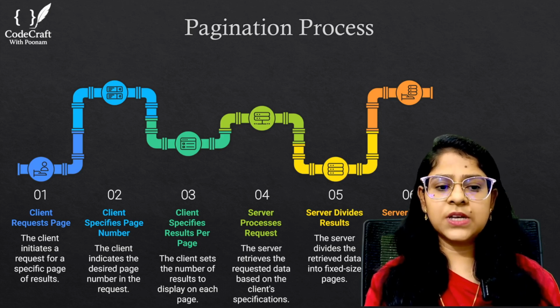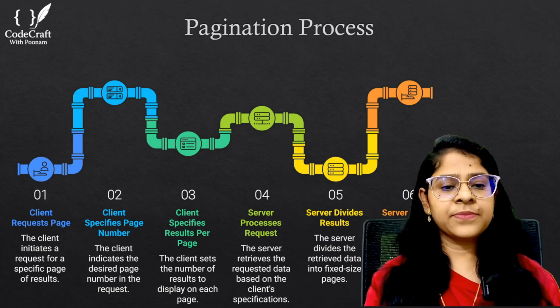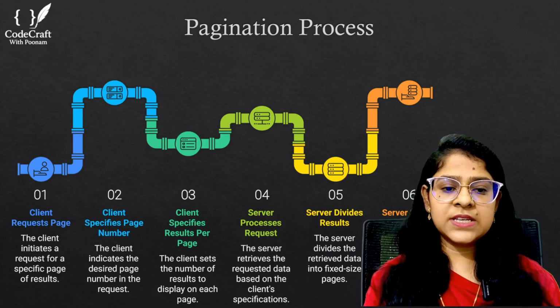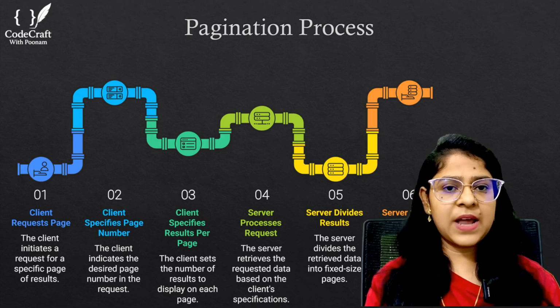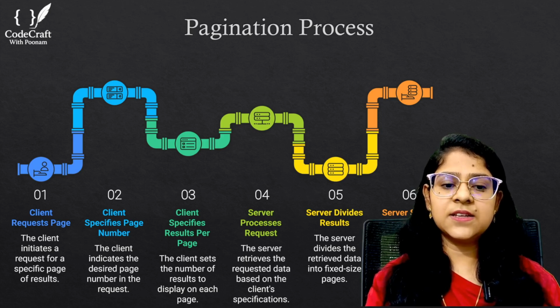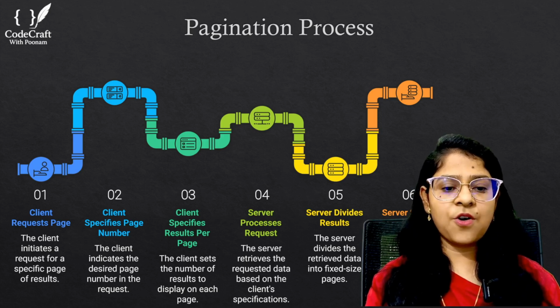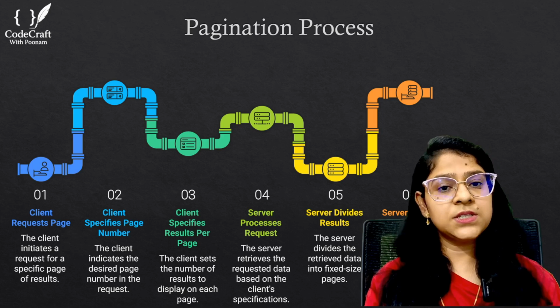Okay, so here the client indicates the desired page number in the request, and then the next step is the client specifies results per page. For example, I have told you 10 recipes per page, right? So here the client sets the number of results to display on each page. And then the server processes this request.